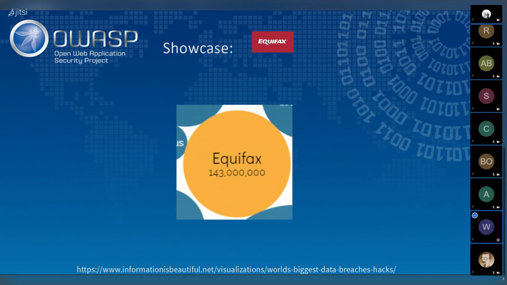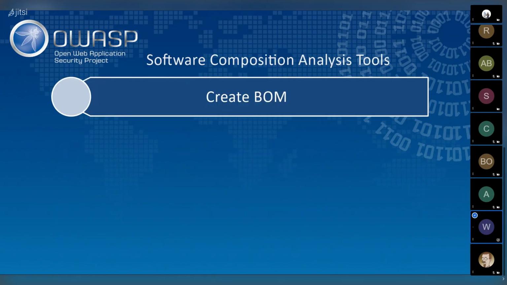So tools, as someone mentioned in the chat, this should be part of a CI pipeline. Yes, it can be. To do this, you need to use tools to automate the entire process. There are many free tools and commercial tools. Most of them work in a very similar way, which is to first create a BOM, bill of materials, which is a list of all the libraries that are used in a project.